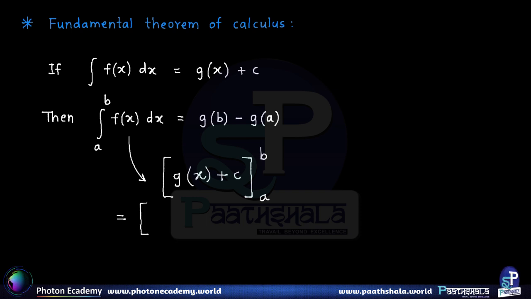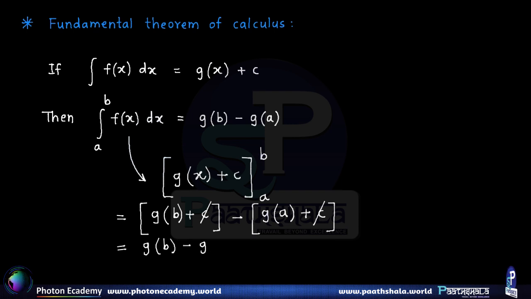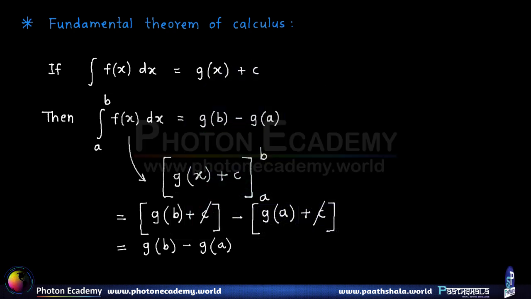So when we put the upper limit in place of the variable x, we will get g of b plus c, right? From this we have to subtract the expression when we put x as a, so that is g of a plus c. So here we can easily find that the c gets cancelled out. Therefore we are left with simply g of b minus g of a. This is one very important point to be kept in mind, that in case of definite integrals there won't be any arbitrary constant of integration at the end, because that simply gets cancelled in the process.